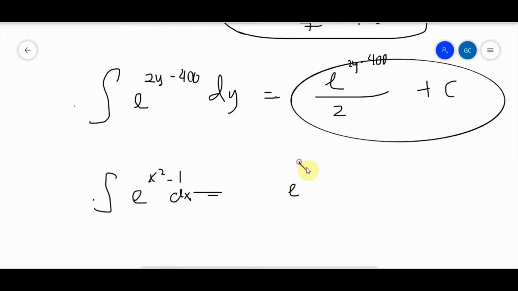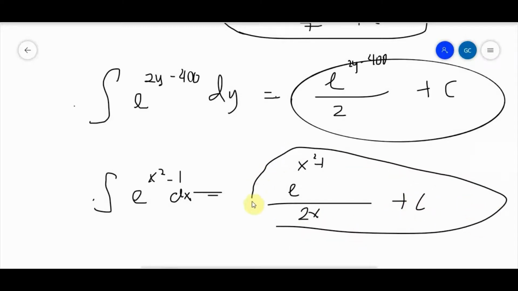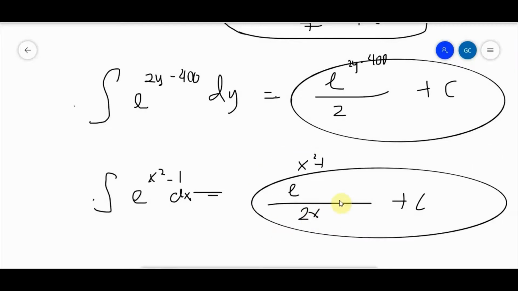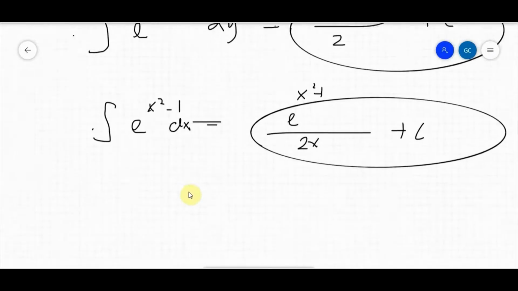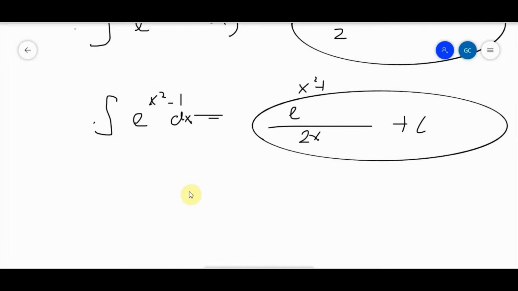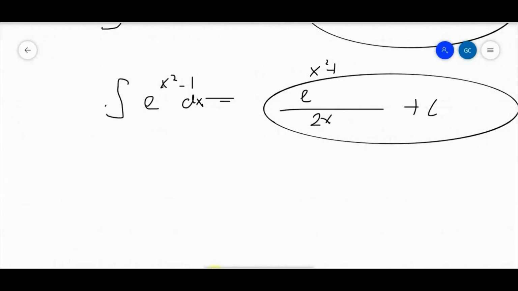e raised to x squared minus 1 over, what is the derivative of x squared minus 1? That would be 2x plus some constant c. Again, if this is not clear to you, you need to recall your differential calculus. Okay, what if I have this tricky question?